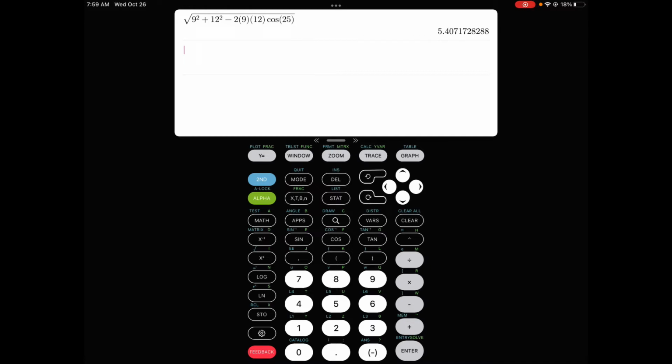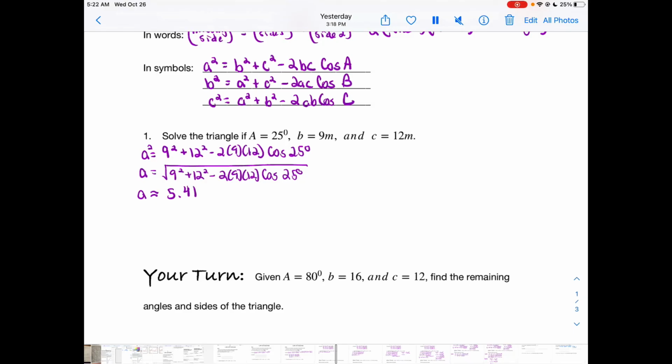But I need to use this exact answer in my following steps. So what you're going to hit is this store button, and then this is side A, so I'm going to store this as alpha A, and then push enter. So until I replace that, A will always equal this value. So that's how you store it in your calculator. And I got 5.41. On these, it's fine to round to 2 decimal places. But I'm going to store that actual answer in my calculator, so I don't want to use the rounded answer when I do my others.